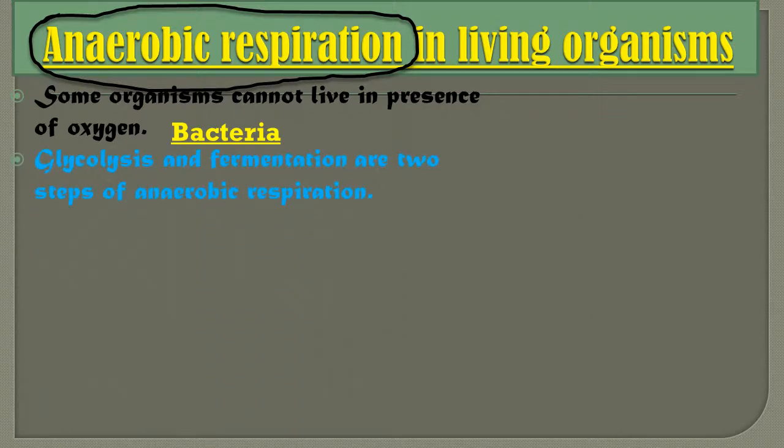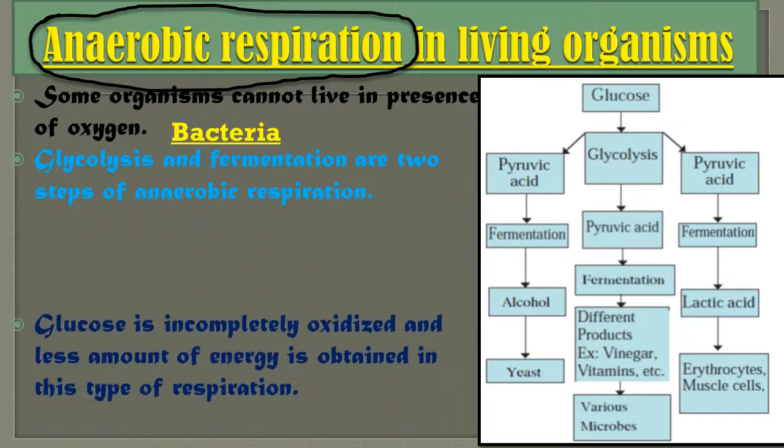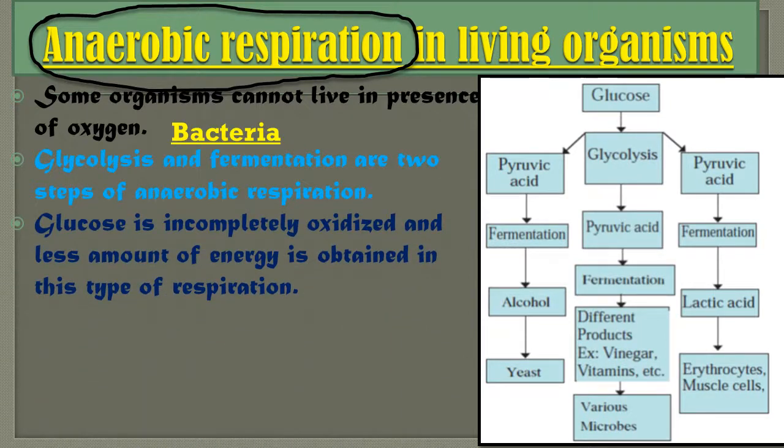Glycolysis and fermentation are two different steps of anaerobic respiration. In aerobic respiration we have seen three different steps, that is the EMP pathway, Krebs cycle, and ETC, the electron transport chain. Anaerobic respiration has only two steps, glycolysis and fermentation. Here you can observe the chart: in anaerobic respiration glucose is incompletely oxidized. That means it is incompletely broken down, and therefore less energy is obtained in the form of ATP. Only two ATP molecules are produced.